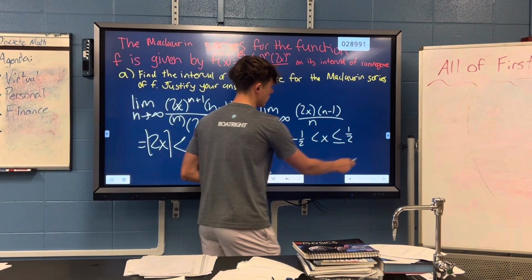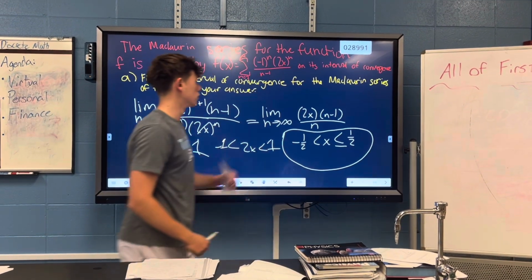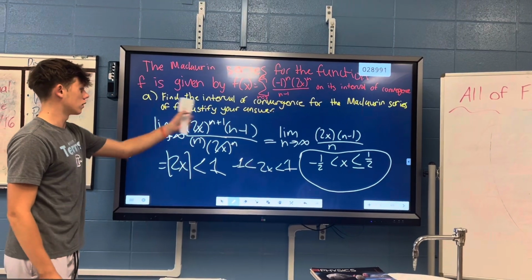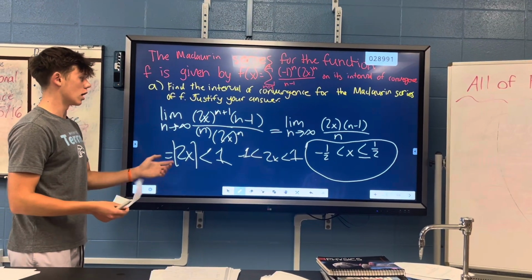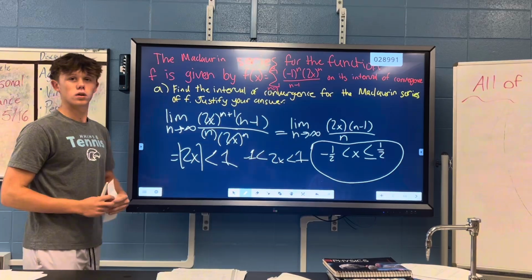Then going back to our interval of convergence, we would not put the equal line there because it diverges. So this is our fully found interval of convergence, which solves A, and your justification would be testing your endpoints and your ratio test.